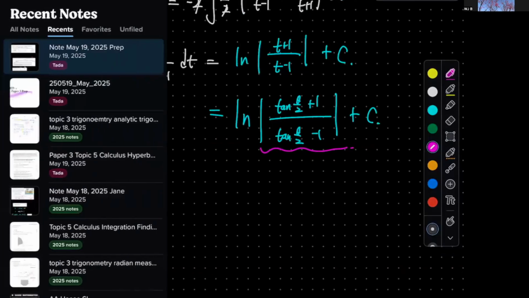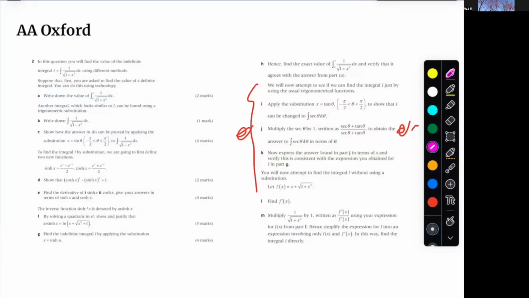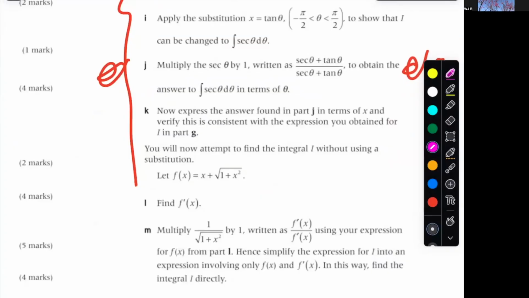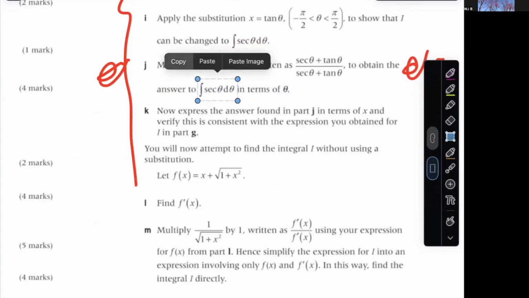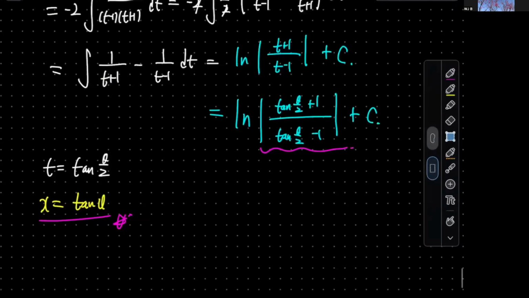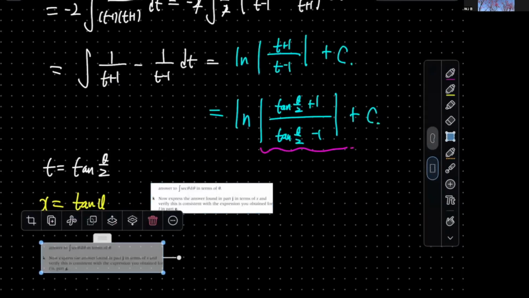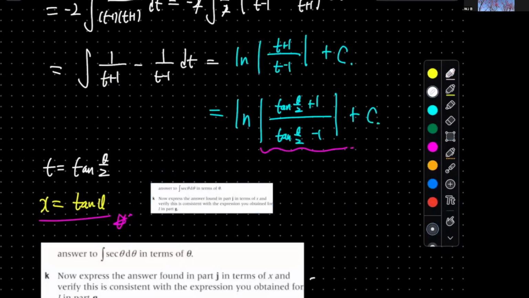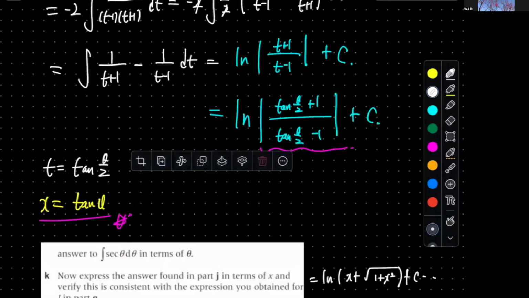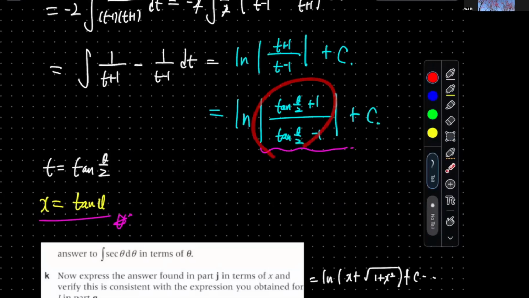In fact, the question in the textbook asks you to derive an integral like this. Your final answer in terms of x will eventually become ln of x plus square root of 1 plus x squared, something like that. So we're taking that journey right now. But from here, something needs to be done. What would that be? I hope you're trying on a piece of paper.